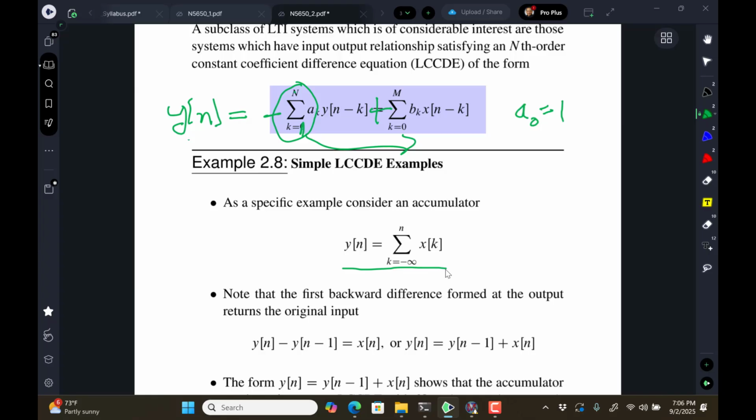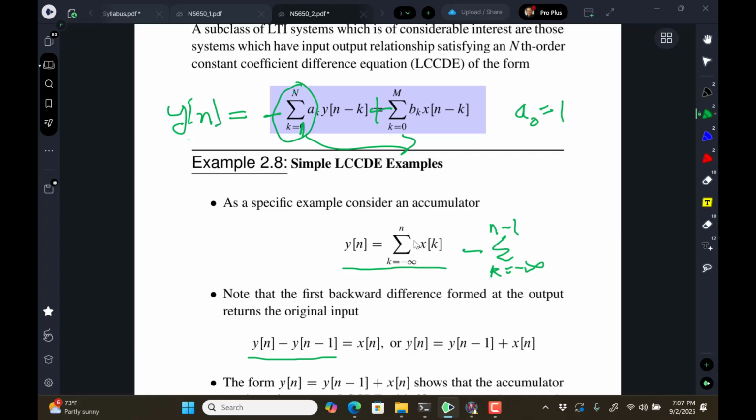Sounds like a nice statement, but it seems burdensome, right? Every time you want to crank a new value of the output out, you have to go back and add everything since the very beginning. So what happens if we do a backwards difference? We do a backwards difference on y of n, we get y of n minus 1. We saw the backwards difference before. What happens if we do a backwards difference on the output? We have this sum that we now subtract from it, running from minus infinity up to n minus 1.